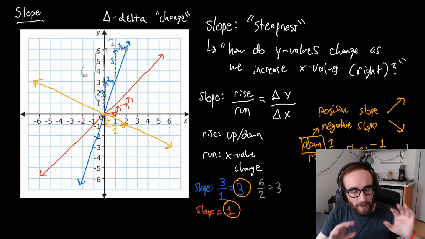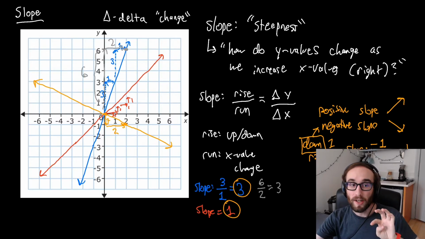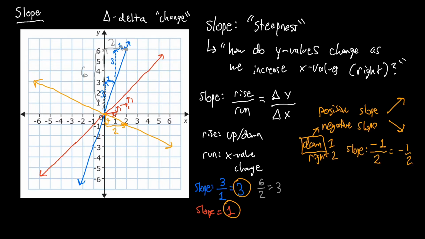So we can take points on a graph and use those to find slope by looking at the change in y divided by the change in x. And sorry, I realized now that I was blocking some of this. So as you can see, we go down 1 to the right 2. So our slope is negative 1 divided by 2, or negative 1/2.